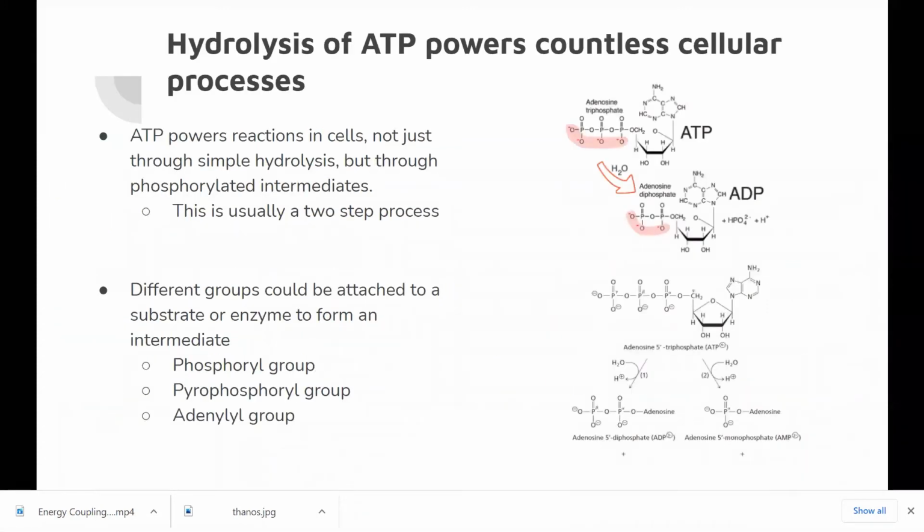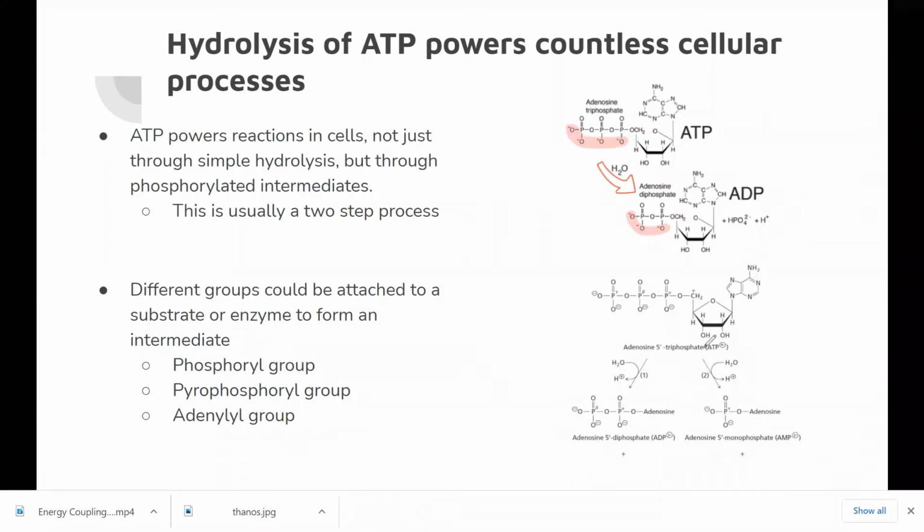Moving on, let's discuss how the hydrolysis of ATP powers those cellular processes. So ATP powers reactions in cells, not just through simple hydrolysis, but through phosphorylated intermediates. And this is usually a two-step process. It's not always just phosphoryl groups that are used for this. Sometimes it's pyrophosphoryl groups or adenyl groups as well. But I'll be discussing the phosphoryl group intermediate just to simplify things.